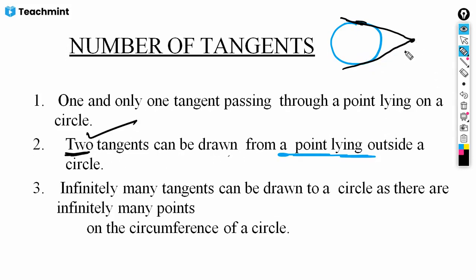We call this an external point. Why do we call it an external point? Because it is outside the circle.